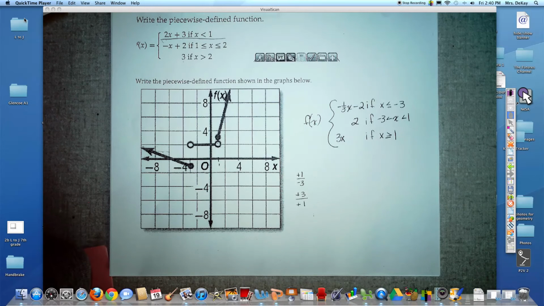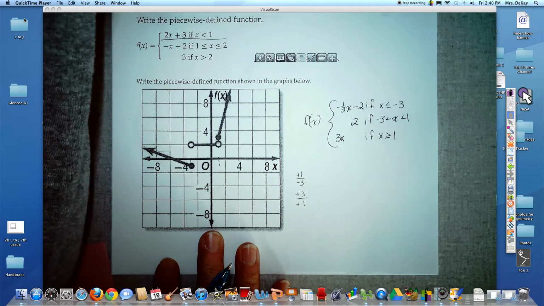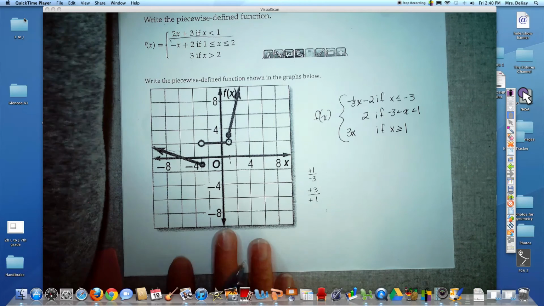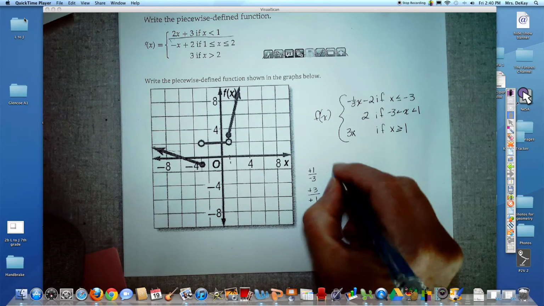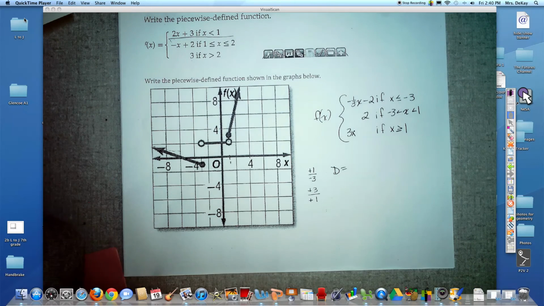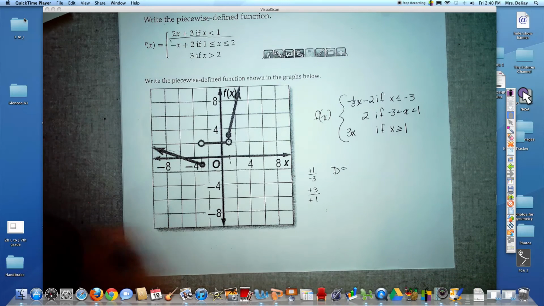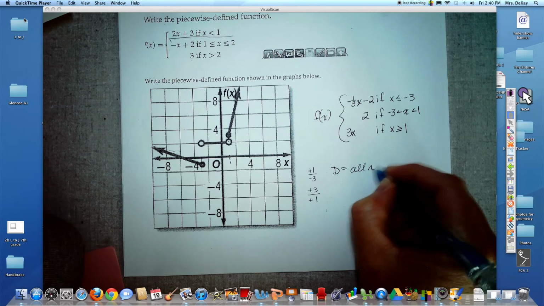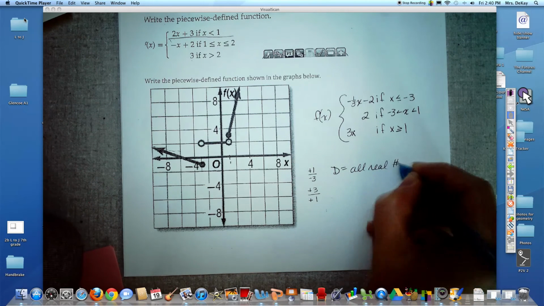Do we have a domain and range on this one? Let's see, does it say we have to do domain and range? No, you don't have to. But should we practice? Yes, we should. The domain, left to right: all real numbers. Any gaps? Nope, all real numbers.